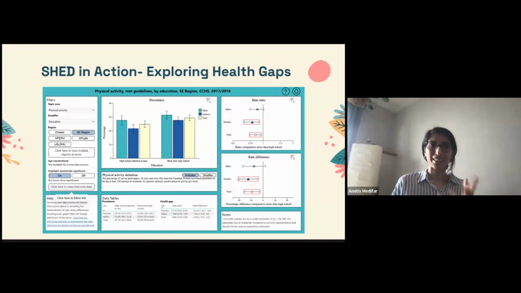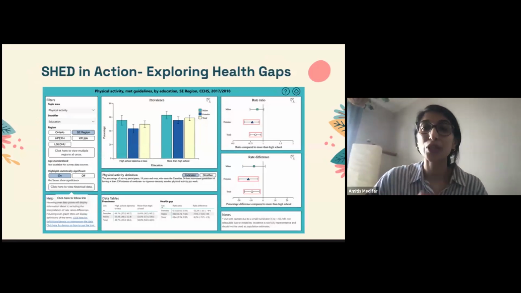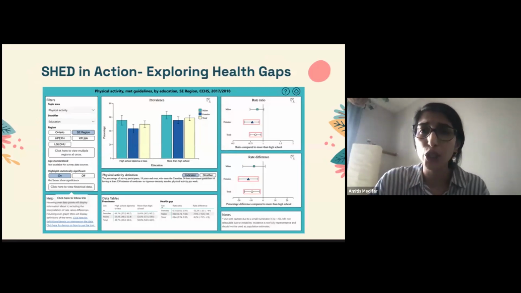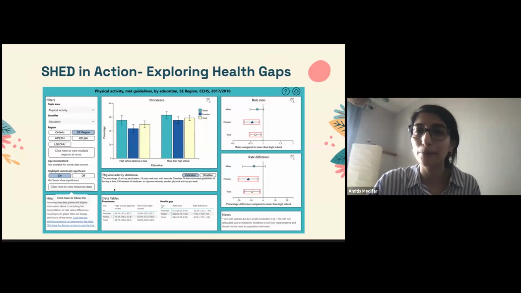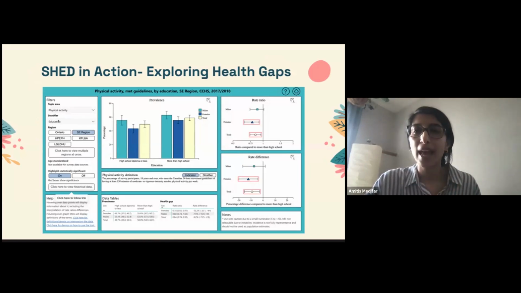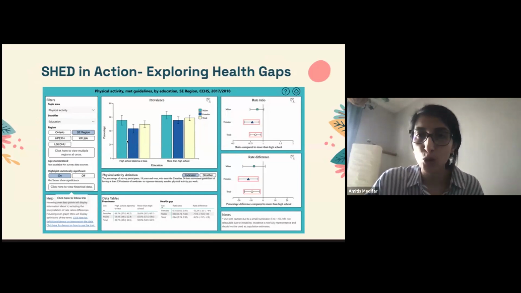So this is SHED in action. What you're seeing here is a typical SHED view. It's built to be interactive, so users can filter by topic areas over here, like physical activity, mental health, and then choose stratifiers from a drop-down menu. And those are like education, income, sex. And the center of this screen shows a bar graph that compares health outcomes across different groups.